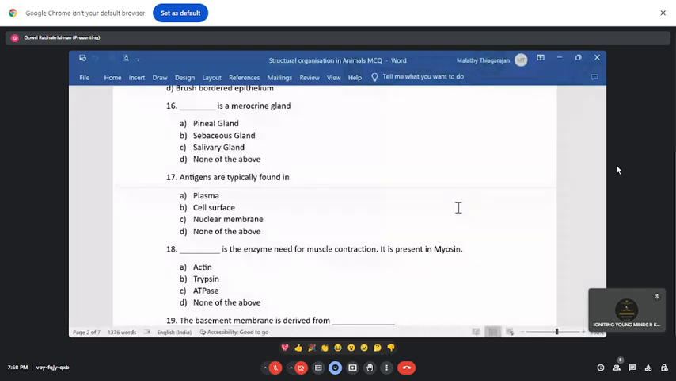Dash is a merocrine gland. Any guess? Salivary gland. That is the answer.